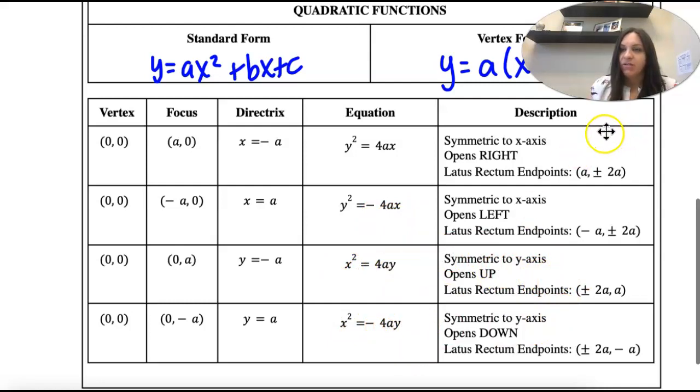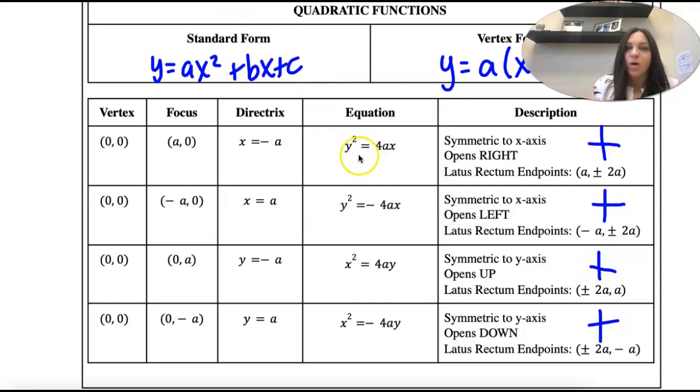So if we have a y squared, let me just draw some graphs here. If we have a y squared with a positive 4, your graph's going to open to the right, and your directrix will be to the left of it. If you have a y squared with a negative 4, then it opens left. It's going to open this way, and your directrix will be to the right.